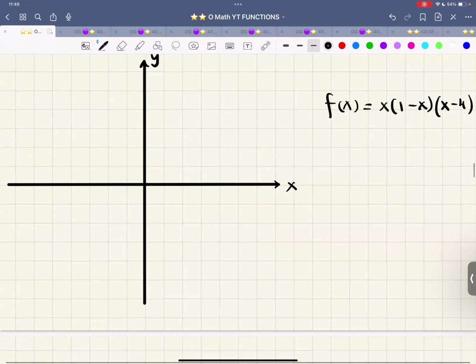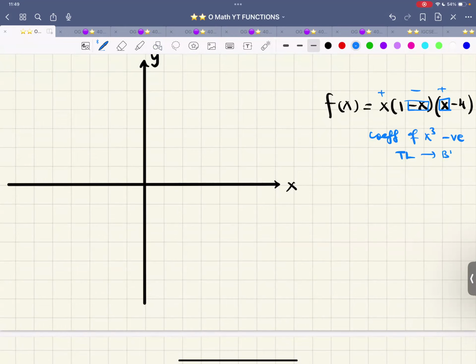Something like this. Again, focus on this. This is positive. This is negative. This is positive. Coefficient of x cube is negative, top left till bottom right. And what are the roots? Roots are x is 0, x is 1, x is 4. 0, 1, 4. So now let me grab this thing.